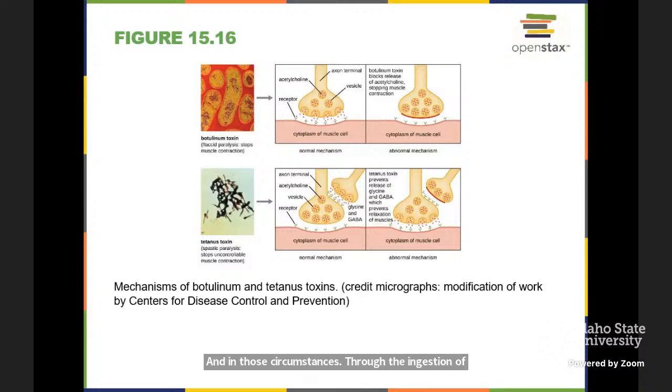it's bringing those microbes into the gut, and they colonize and start to grow and release these toxins. And in those circumstances, we call it floppy baby syndrome. They can't really contract any of their muscles. They can't move. They can't do anything. All right. Bad news.